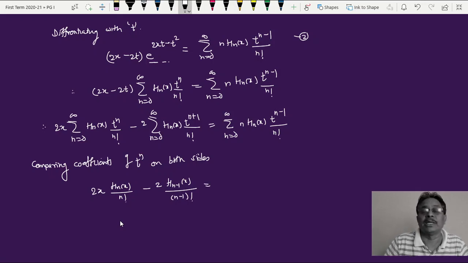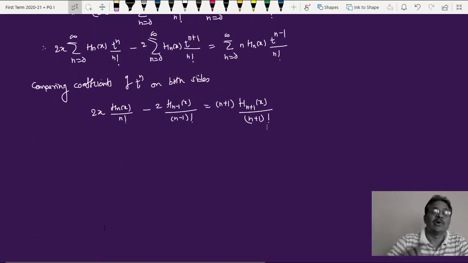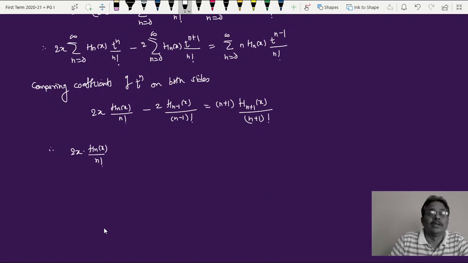is equal to, here I have to replace this n by n plus 1. So here it becomes n plus 1 outside of this, then hn plus 1 of x, t raised to n is not needed, divided by n plus 1 factorial. Now I am making a small change there. In this we make one more small change. So let's write this to be twice x into hn of x upon n factorial. Then I am writing here minus 2. Now n factorial divided by, this is n factorial into n minus 1 factorial. See what I have done. I have multiplied numerator as well as denominator by n factorial, and this is hn minus 1 of x.